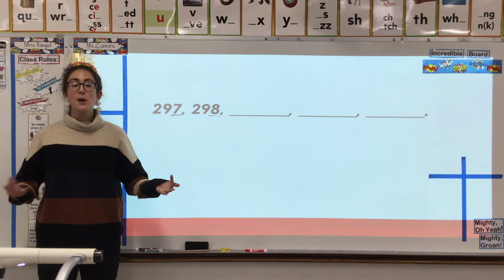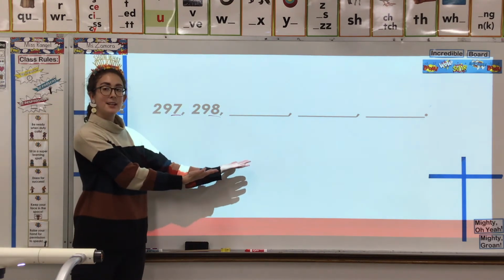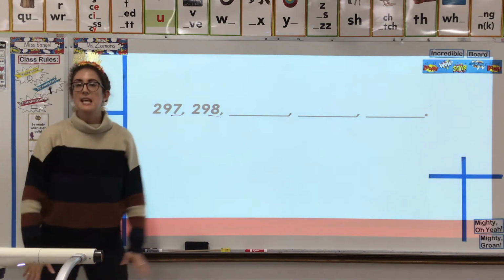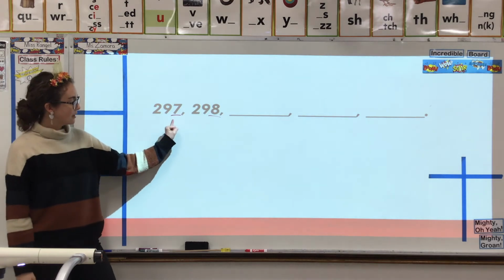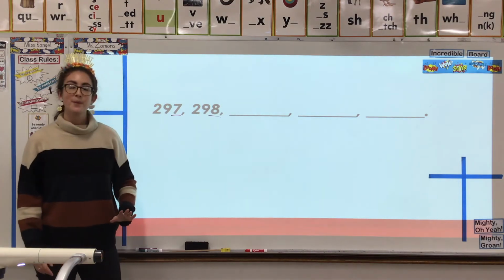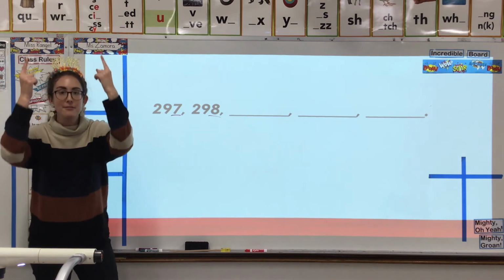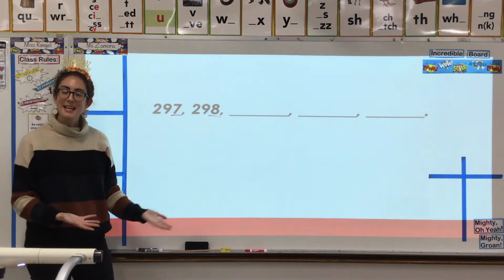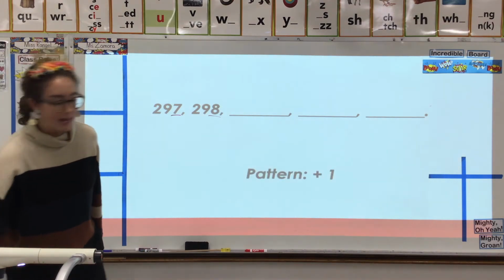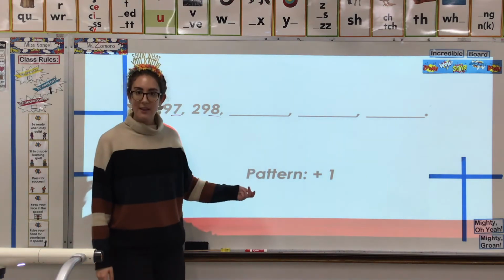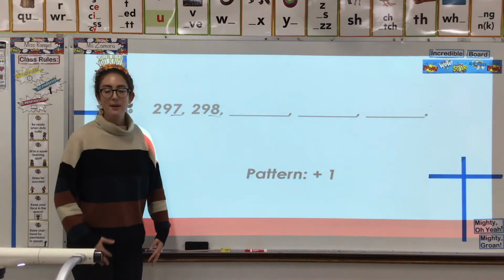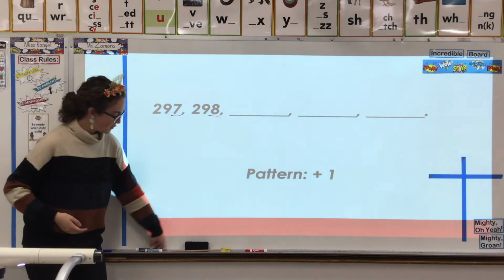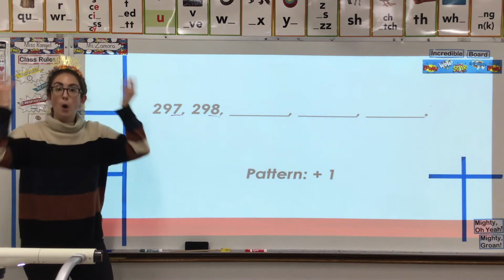Okay, but if we're going from 7 to 8, are we counting up, adding value, or counting down, taking away value? What do you think? We're counting up. We're adding value. So, second grade, if the ones are increasing every time, our pattern is 1 more than. We're adding 1 each time. The pattern is every number is 1 more than. So, with that detective knowledge, we can solve the puzzle.